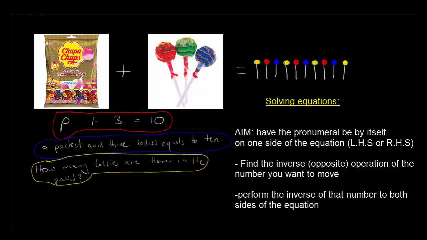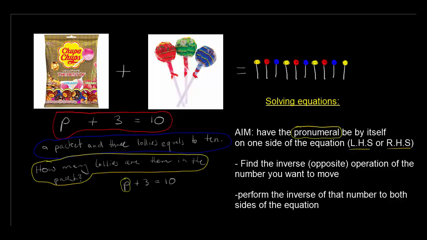Now the rules are pretty straightforward. So I'll write my equation again. So the equation was p plus 3 equals 10. Remember, the idea behind all of this is that we want to find how many lollies are there in the p, right? So we want to find how many lollies there are in the packet. Now the aim of solving an equation, so I've written the aim here, so the aim is to have the polynomial be by itself on one side of the equation. Now that could be the left hand side or it could be the right hand side. In this example, we're going to try to have the polynomial, so the letter, be by itself on the left hand side, but it could also be the right hand side, doesn't matter.